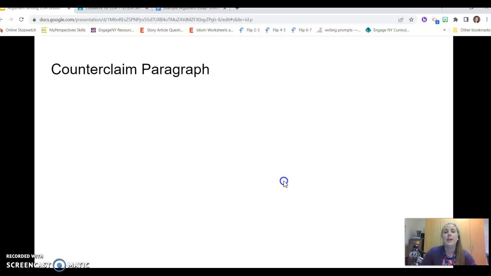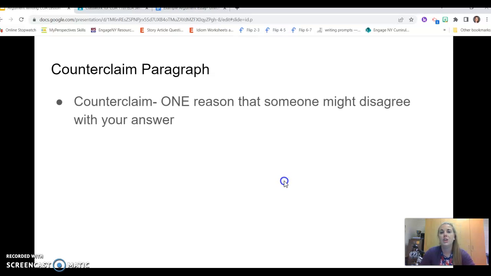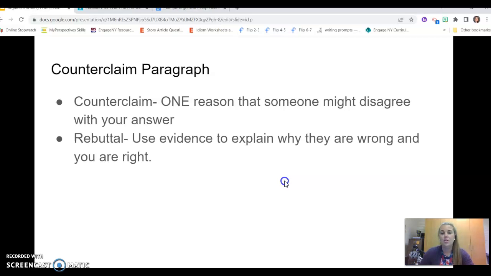Counterclaim. The counterclaim is where you acknowledge a reason that somebody might disagree with your answer, and then you refute it. The rebuttal is you use evidence to explain why you are right and they are wrong. We are not switching sides, okay? You're not saying, well, uniforms actually can be bad, and so, yeah, they're also right too. No, it's some people may disagree with me, but here's why I'm right and here's why they're wrong, okay?